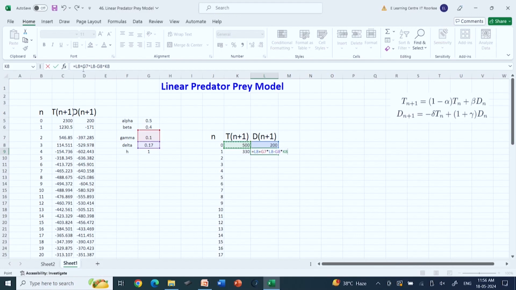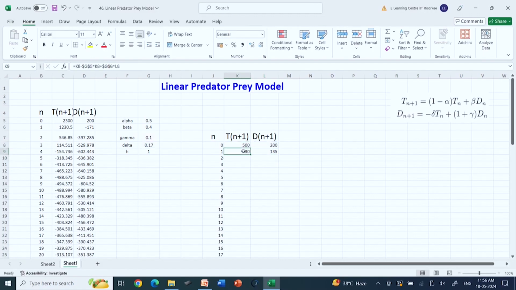So, G8, which is a constant, that is your gamma, and G7, sorry. So, this will be constant, and this is your delta, which is again a constant.